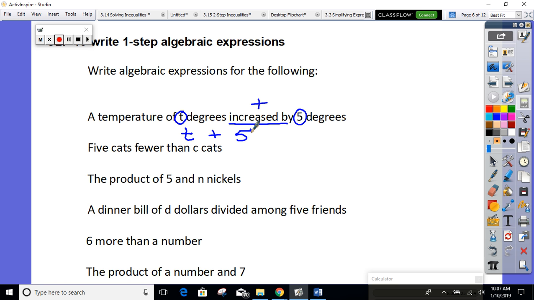Okay, the next one says 5 cats fewer than C cats. What does fewer than tell us to do? Subtract. So this one's a little tricky maybe. Should we subtract it as 5 minus C or C minus 5? What do you think? Raise your hand, tell me what you think. 5 minus C. Nope. We do it the other way.